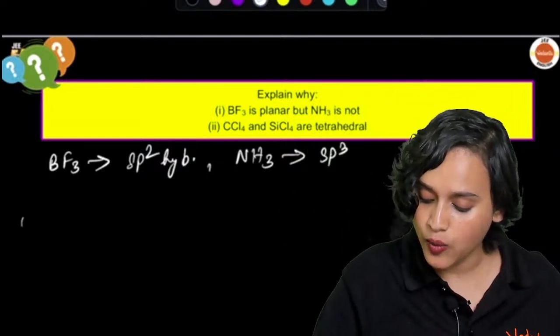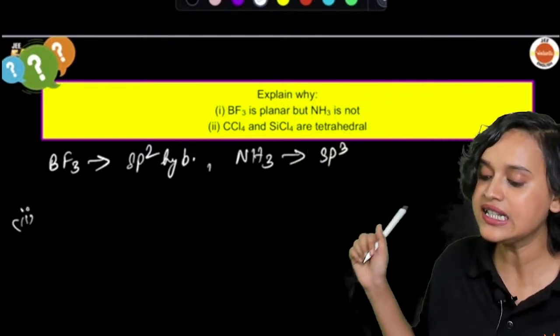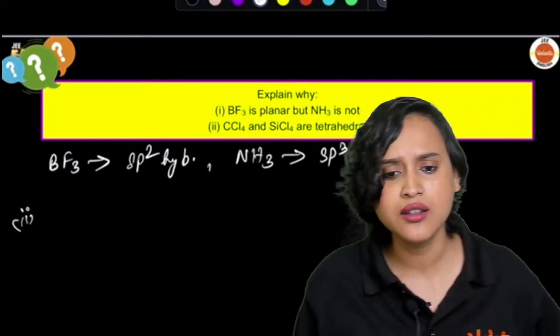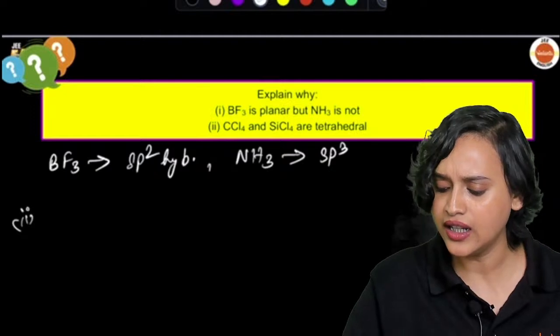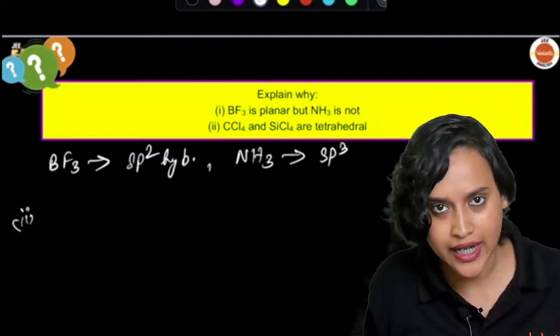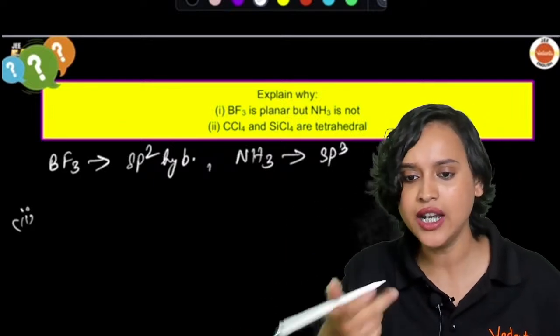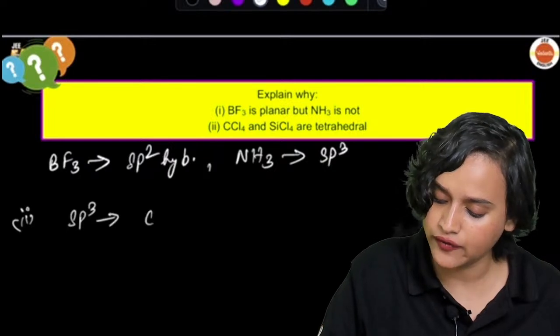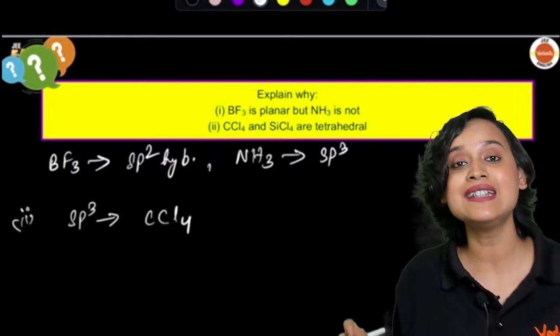Now, second one. Read the question. CCl4 and SiCl4 are tetrahedral. Obviously. Look at C here. Carbon here will be able to form only 4 bonds, right? So 4 surrounding atoms. Done. It will be sp3 hybridization for CCl4, SiCl4.